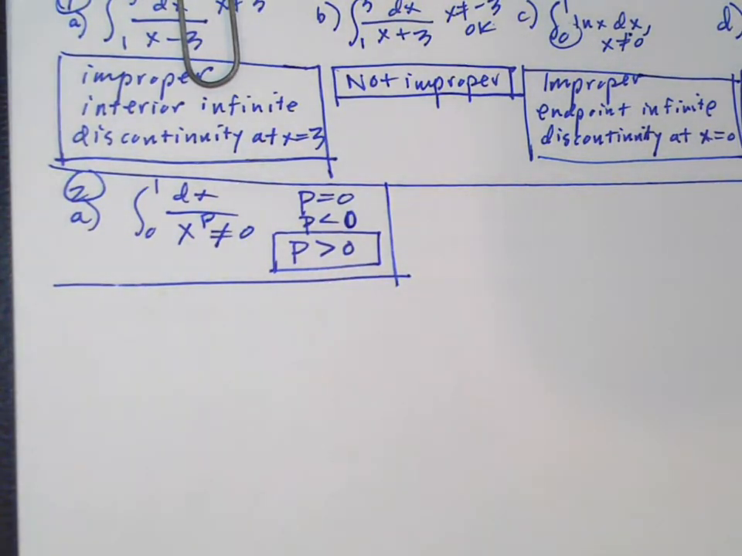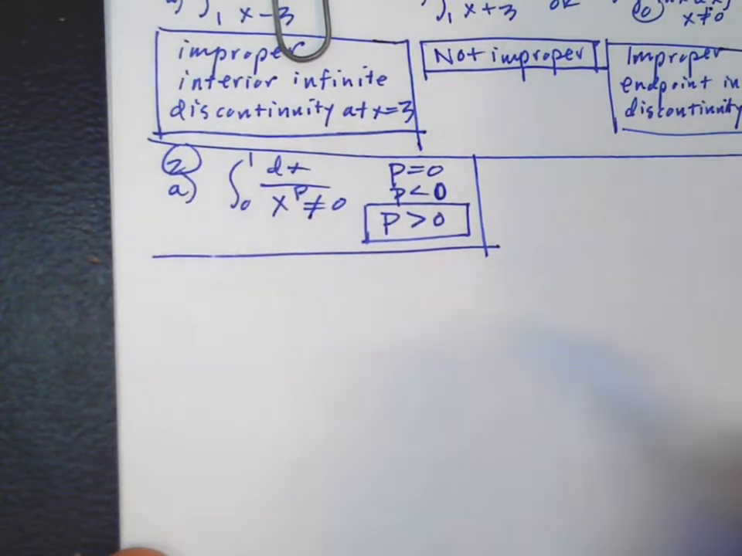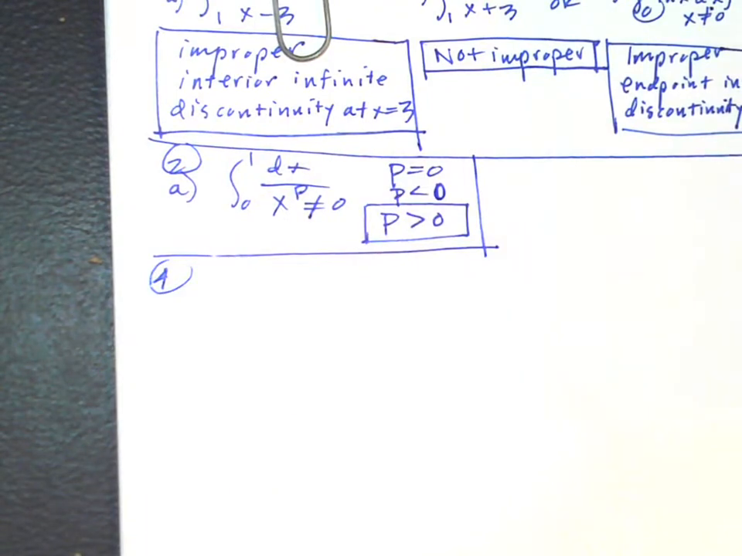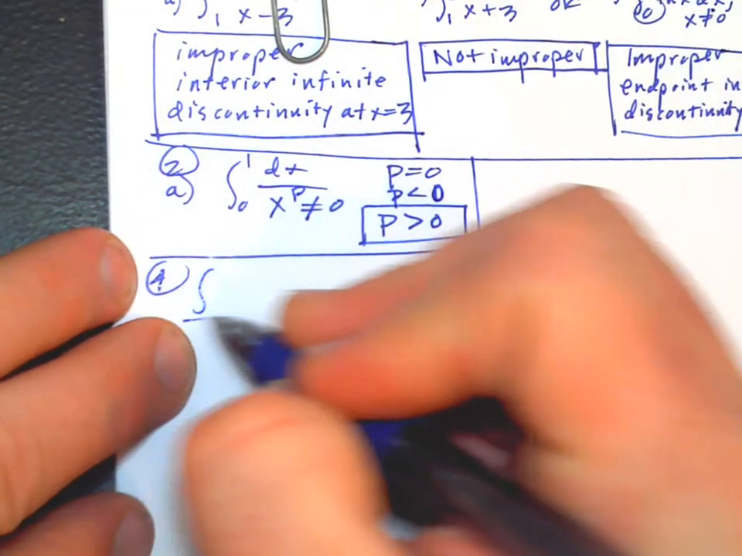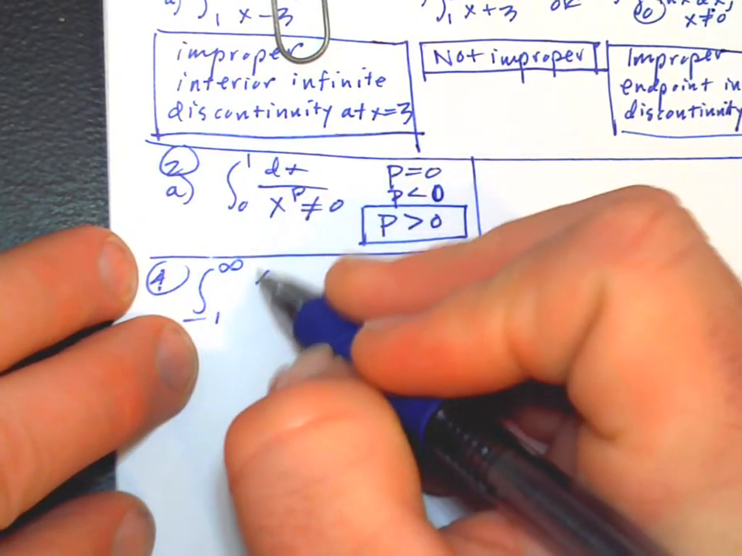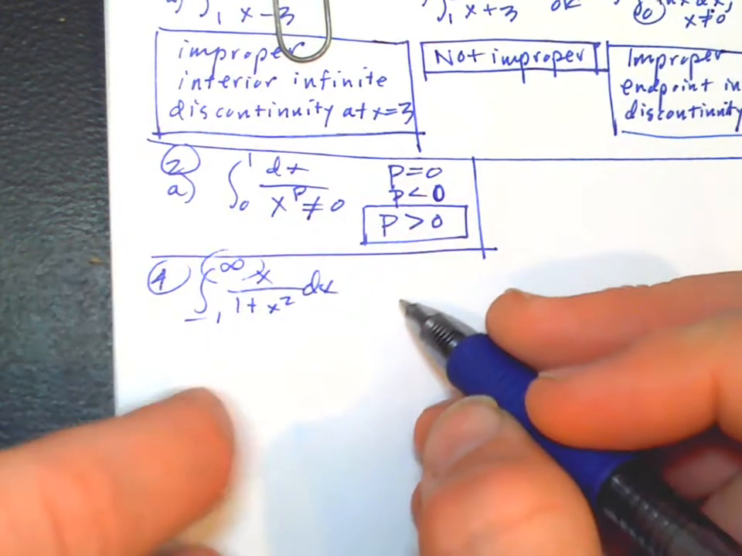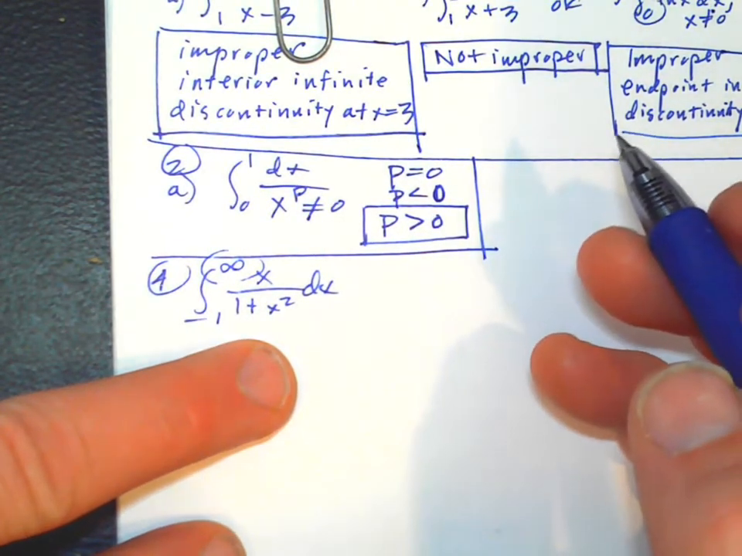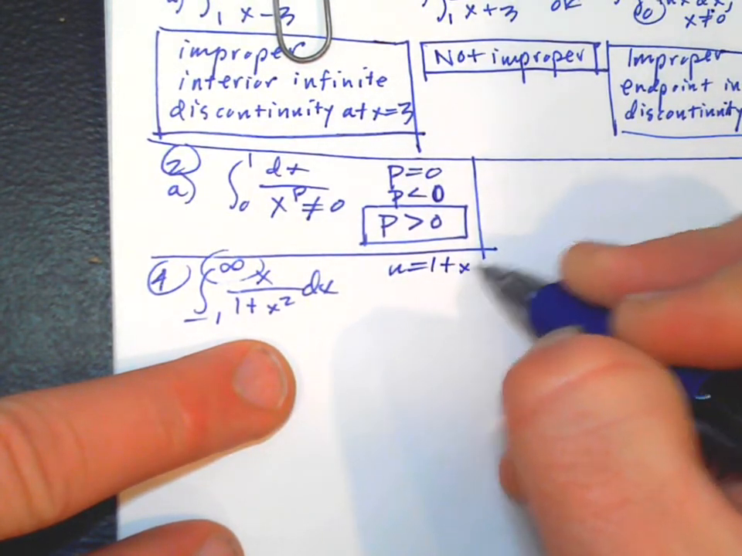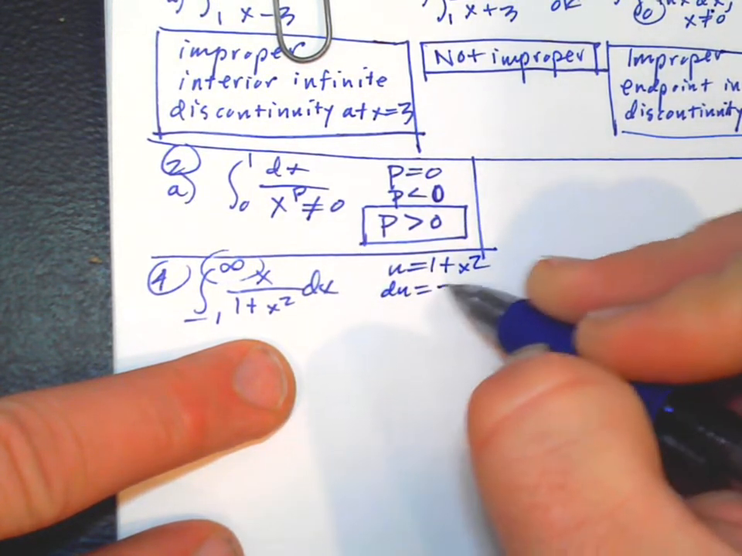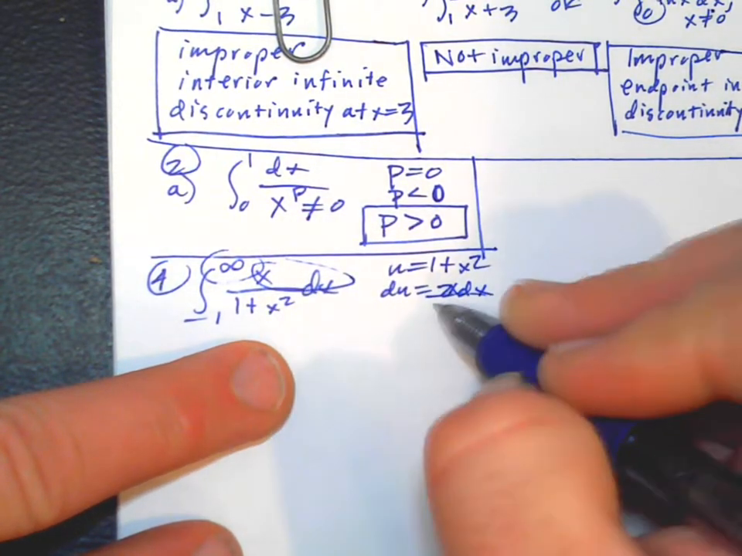All right, let's see, number 4. Number 4 is the integral from negative 1 to infinity of x over 1 plus x squared dx. So this is improper right there. Now, there is no division by 0, so we're fine with that. We're going to need to integrate this. U substitution, not inverse tangent. U substitution works great.